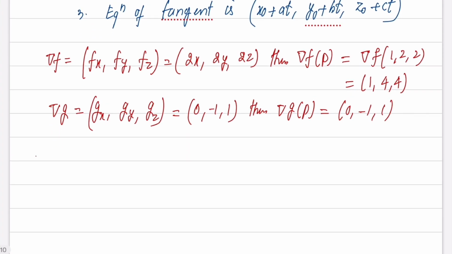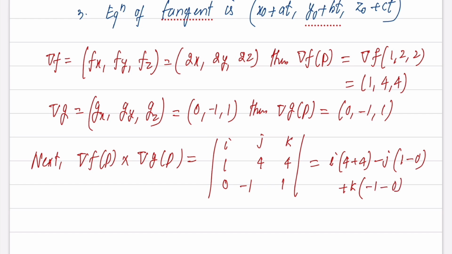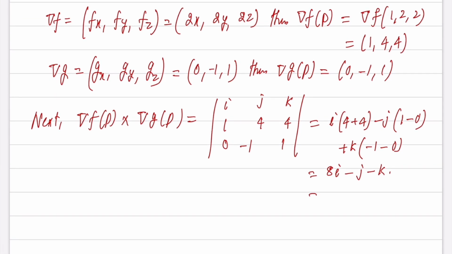Now let's take their cross product. So next, del f of P cross del g of P is equal to the determinant with i, j, k, then the first vector (1, 4, 4), and the second vector (0, -1, 1). Now evaluating this cross product, we get i times (4 + 4), minus j times (1 - 0), plus k times (-1 - 0). So this is equal to 8i - j - k. We can also write it in coordinate form as (8, -1, -1).